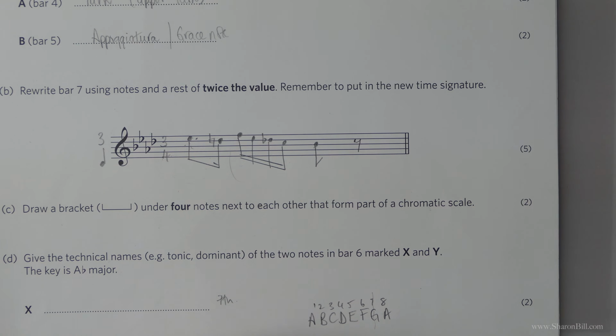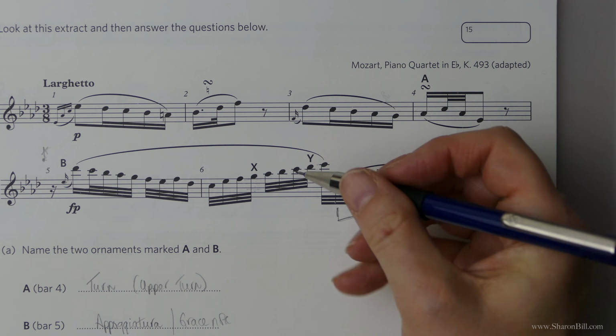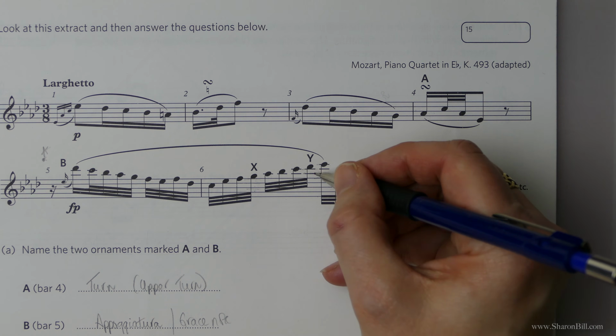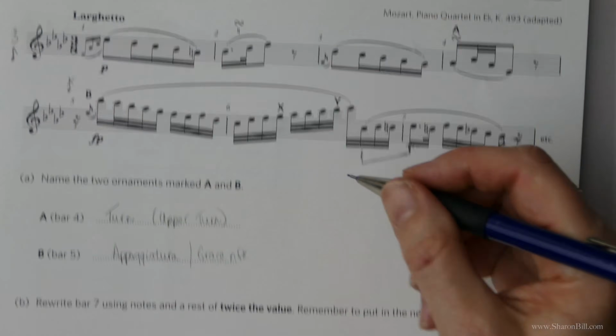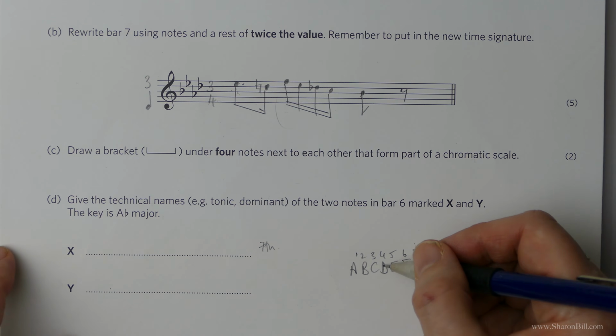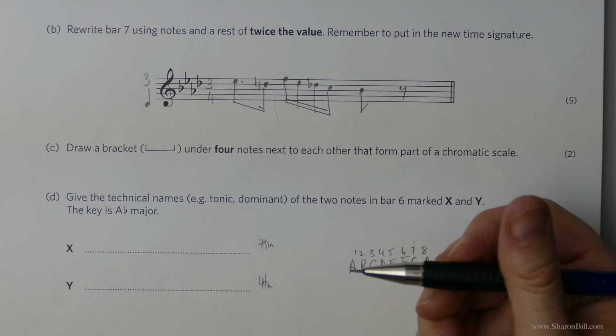And so now let's look at this note Y. So if we count from A, B, C, D, 1, 2, 3, 4, we can see that D is the 4th, so that's the 4th. And so now we need to just add the technical names.